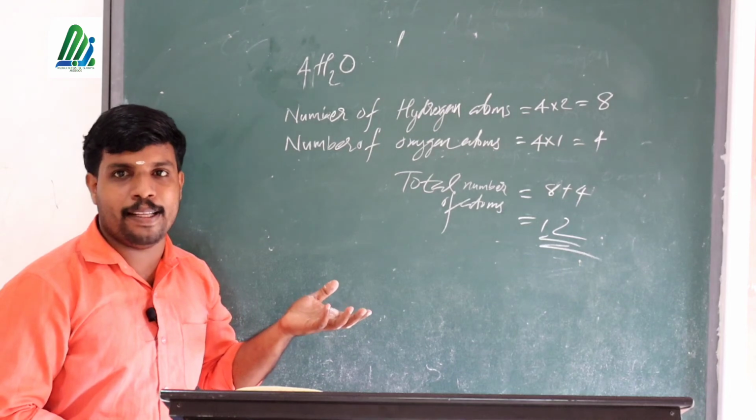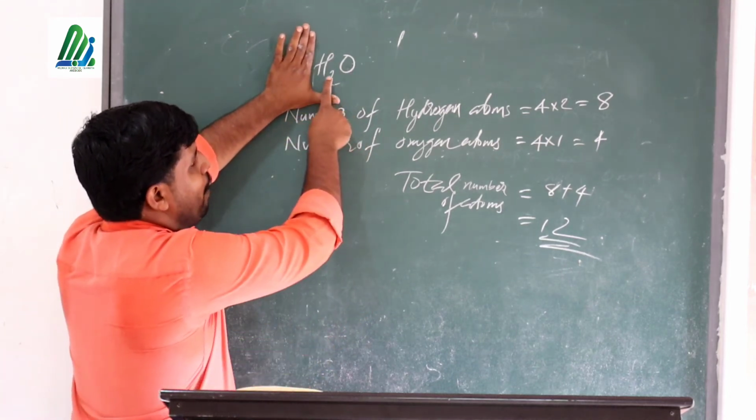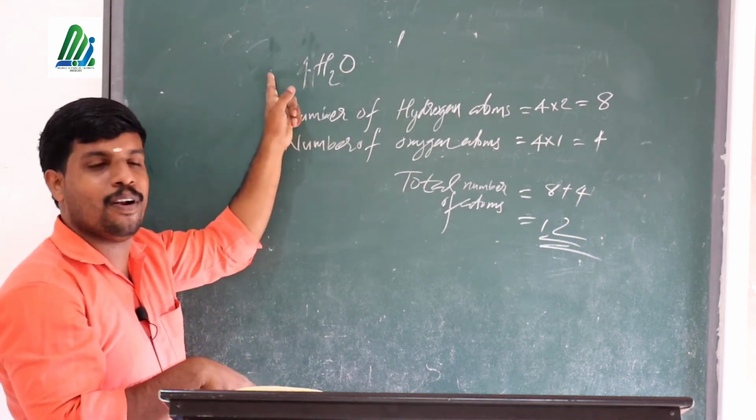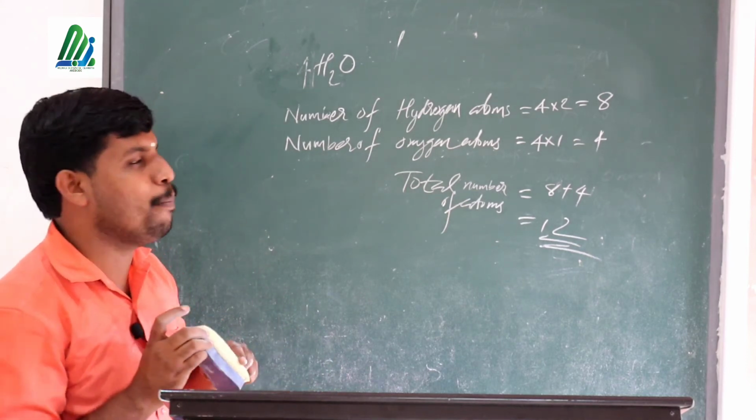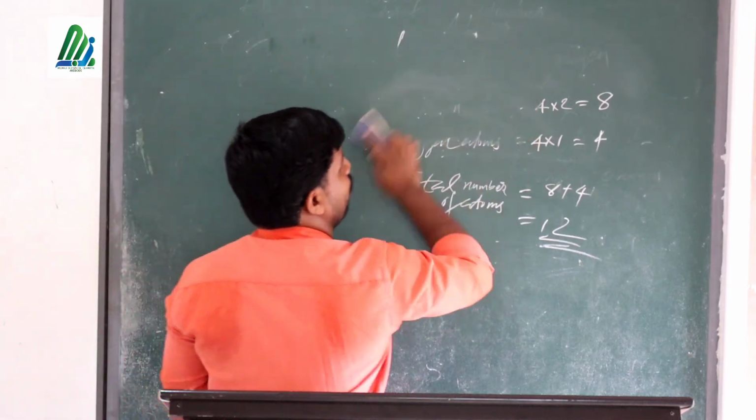Then easily we can find the number of atoms. How is that? 2 plus 1. In one molecule, how many atoms? 2 plus 1, 3. Then how many molecules? 4. 3 times 4, 12. Okay, that's the idea to find the number of atoms easily. But in exam, they will ask in this way, and you want to write like that.